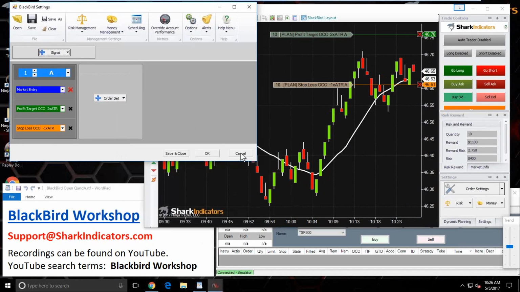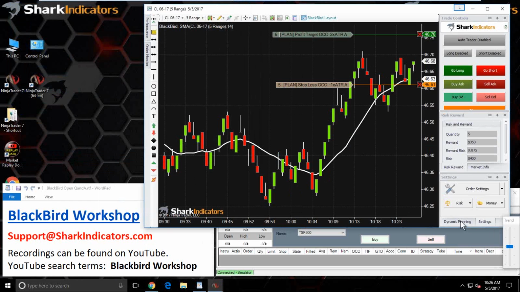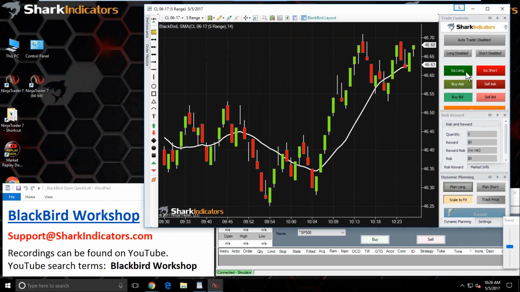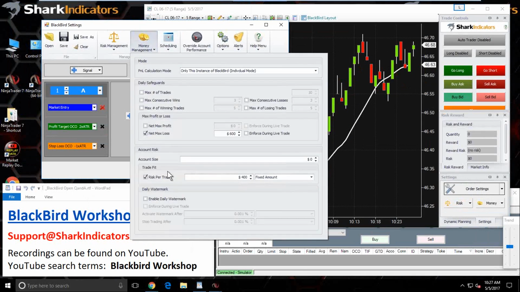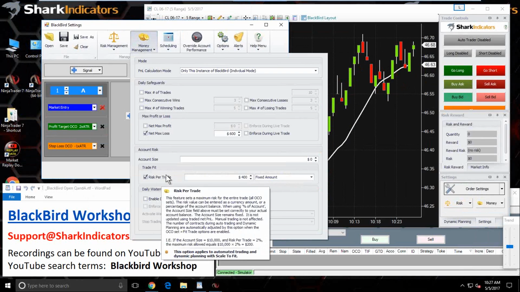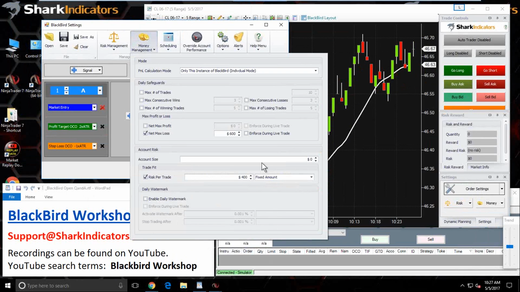All right, and I'll just cover here the chart control trader. So the risk per trade. Let me get both of these open here. All right, so the trade fit and the trade fit risk per trade.